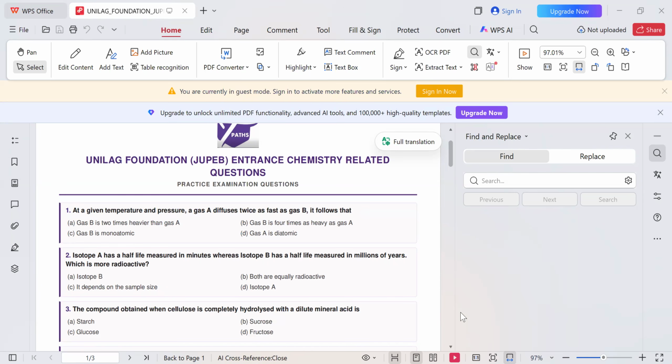The first question is: at a given temperature and pressure, gas A diffuses twice as fast as gas B. It follows that... Now, when we talk about diffusion, this follows Graham's law of diffusion. Graham's law of diffusion states that the rate of diffusion of a gas is inversely proportional to the square root of its vapor density, provided that temperature, pressure and other physical conditions remain constant.